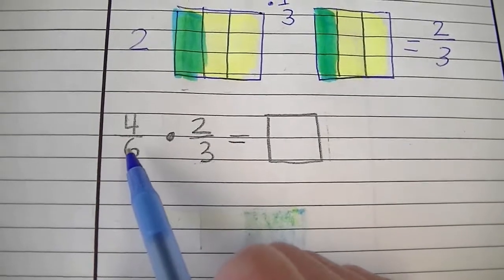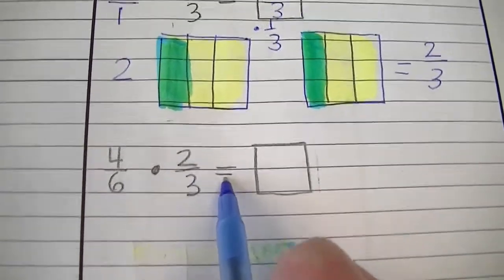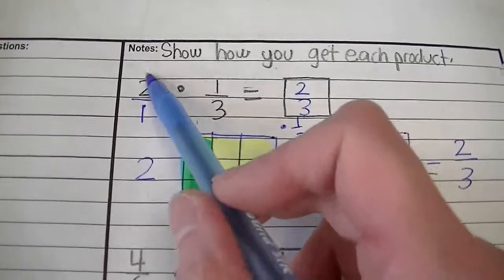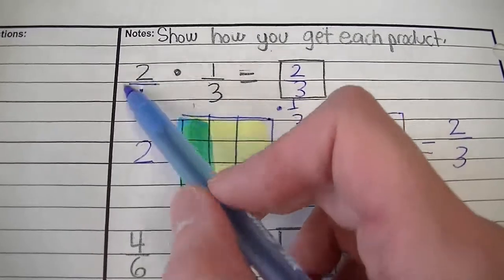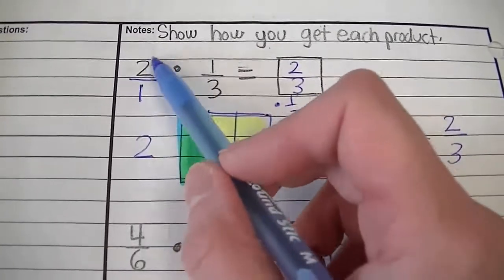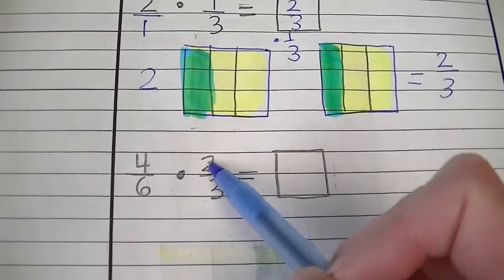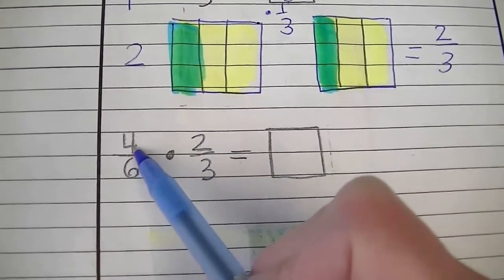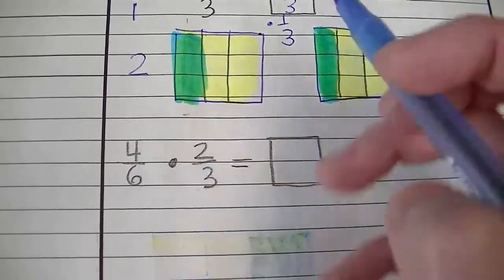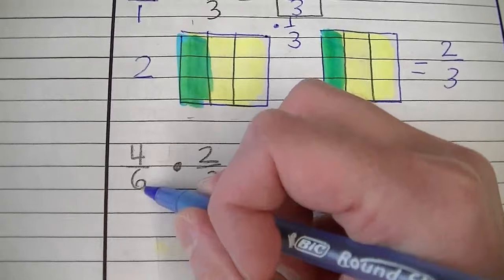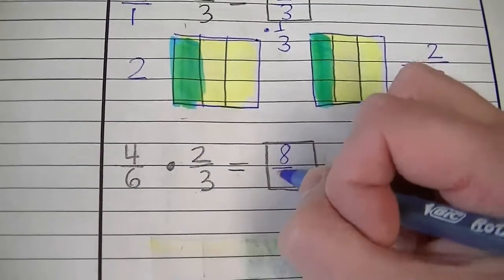Okay, so now we're back to a fraction multiplied by a fraction, okay? Well, this could also be thought of as a fraction, but I also look at that as a whole number, okay? Whole number written as a fraction. Right here, this is not a whole number, this is not a whole number. So, again, I'm going to multiply straight across. 4 times 2 is 8. 6 times 3 is 18.